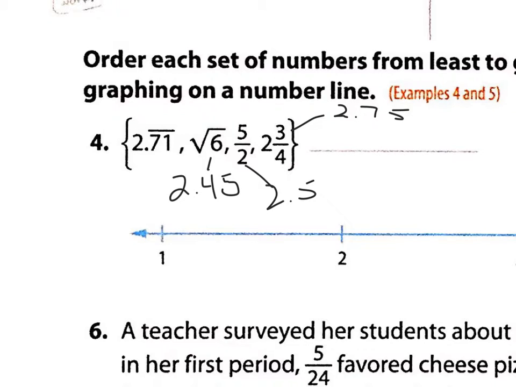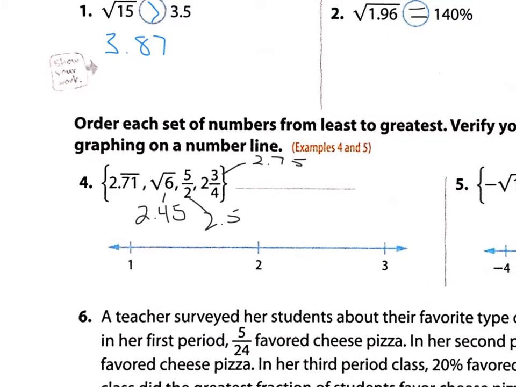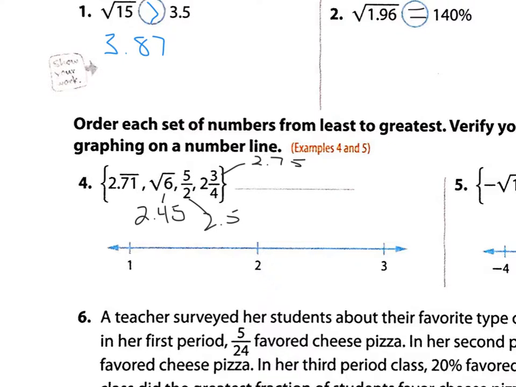So now we're going to put them on the number line. So we got 2.45, 2.5, 2.75, and then 2.71.